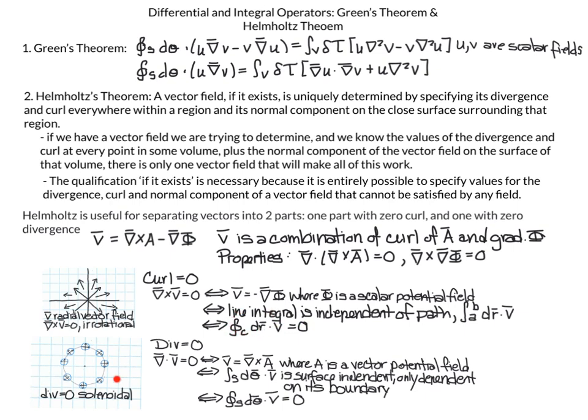And then we talked about fields that have zero divergence, and zero divergence is equivalent to del dot V equals 0. Actually, that's the definition. And that's equivalent to V being the curl of some vector potential field A. And this is equivalent to saying that if you take the surface integral, it's independent of the surface and only dependent on the boundary. So if you have a closed boundary, then the surface integral over a closed boundary will equal 0.